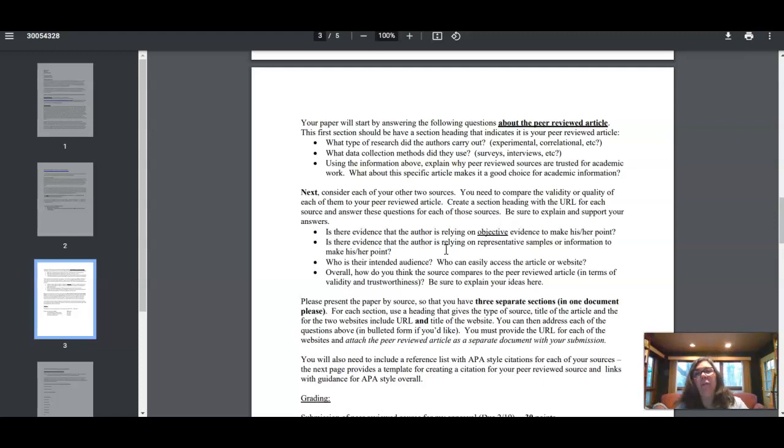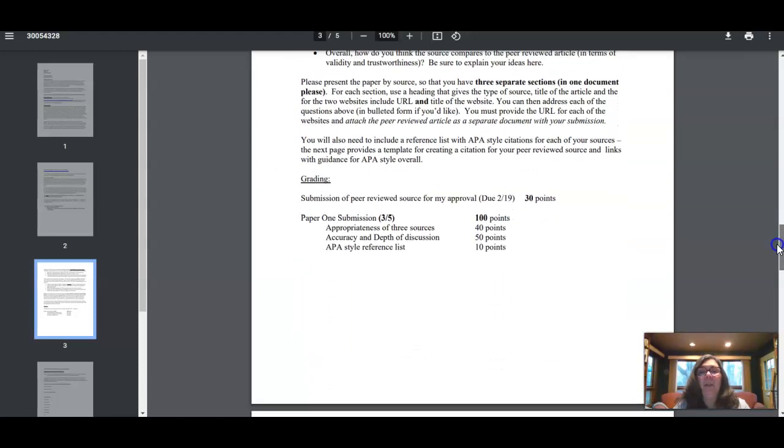I am really happy for you to answer these questions in bullets the way I have the questions listed here. You're going to write full sentences, but think of this less as a paper and more as a critical thinking assignment. And so if you want to organize this with sections that look like the sections I've got here, where you say peer-reviewed article, and then you have 3 bullets where you answer fully in full sentences what type of research, what data collection methods, etc. And then have 2 other sections for website 1, give me the URL so I know what website 1 is, and website 2 with the URL. But for each of those, you can have 4 bullets where you answer these questions.